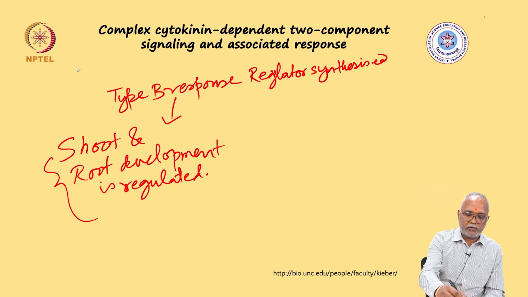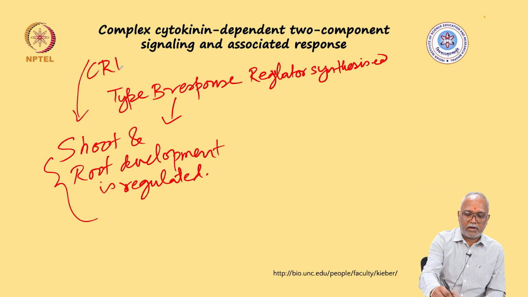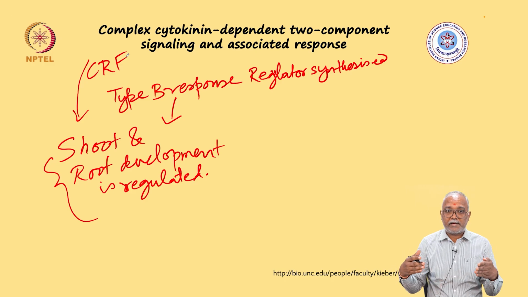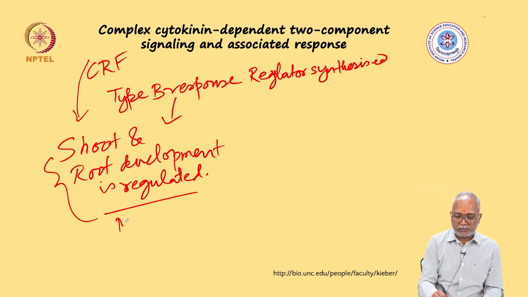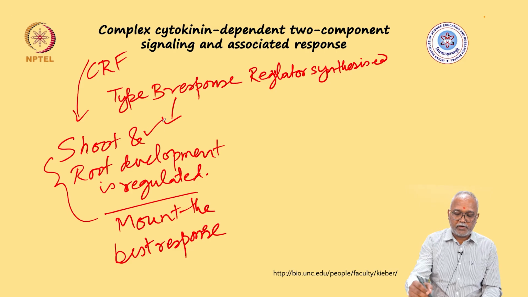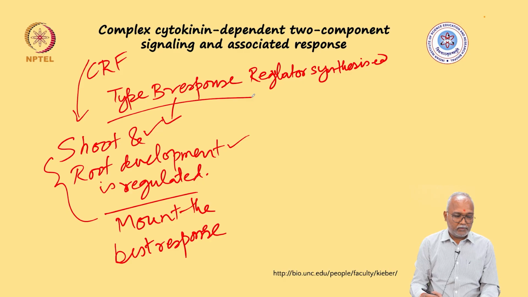Sometimes there are molecules, called cytokinin response factors, which directly, without engaging the histidine kinase signaling, move inside the nucleus and help in this entire process. So integration of the signaling happens. If you remember, we discussed that also, how different signaling can be integrated to mount the best response. One of the things which is prime to the function of cytokinin is root and shoot development, that is regulated by the synthesis of these type B response regulators.